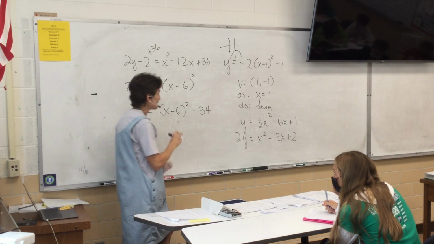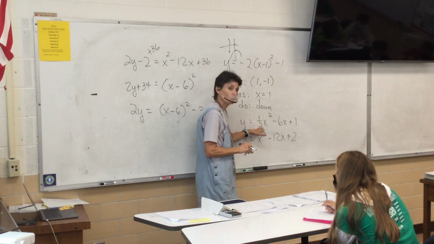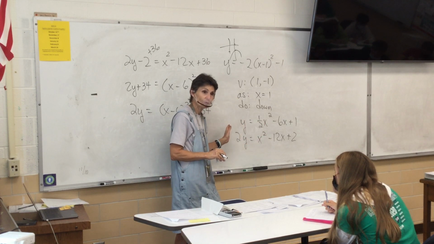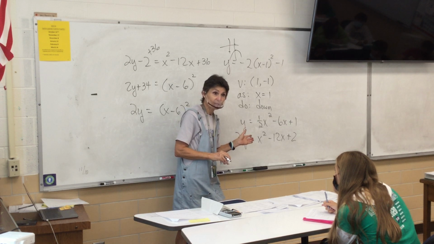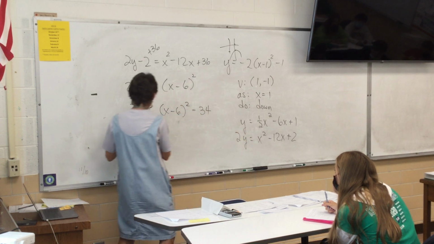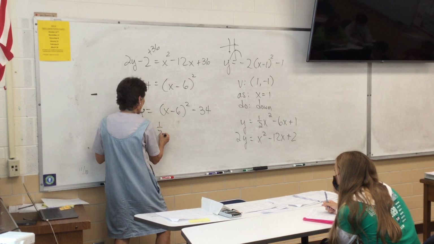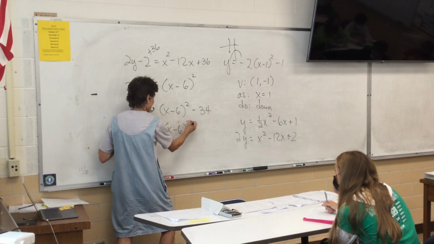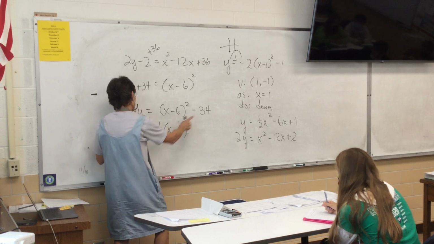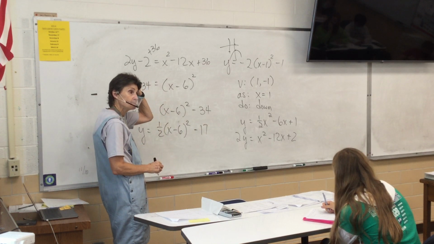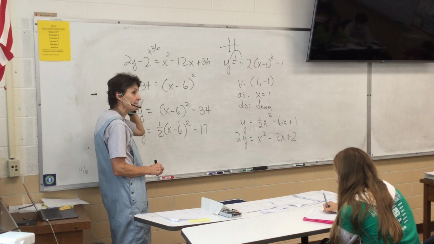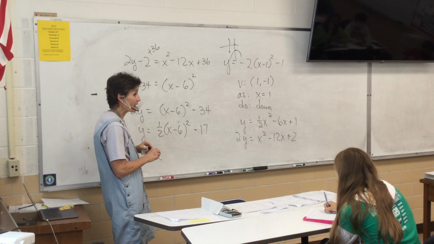So remember in the beginning when we didn't want to deal with the 1/2, so we just timesed everything by 2? Now we're going to have to turn around and divide everything by 2. So when I divide by 2, I'm going to get my 1/2 back again. There's my 1/2. And then that's going to be a 17. Remember, dividing by 2 is the same as timesing by 1/2.